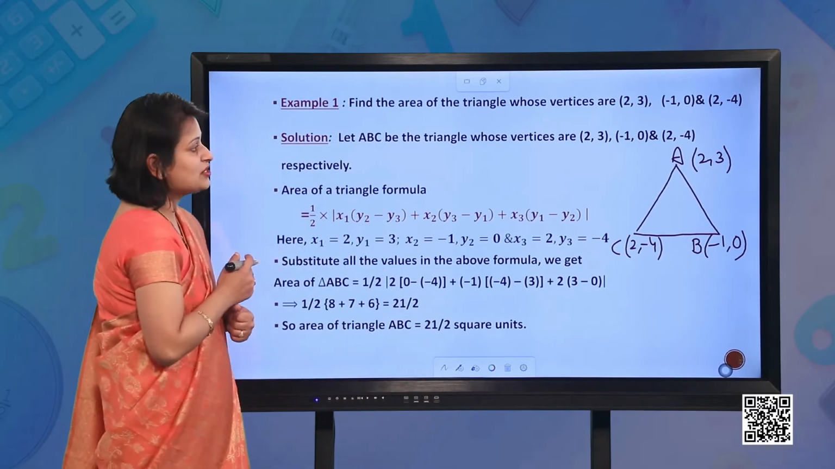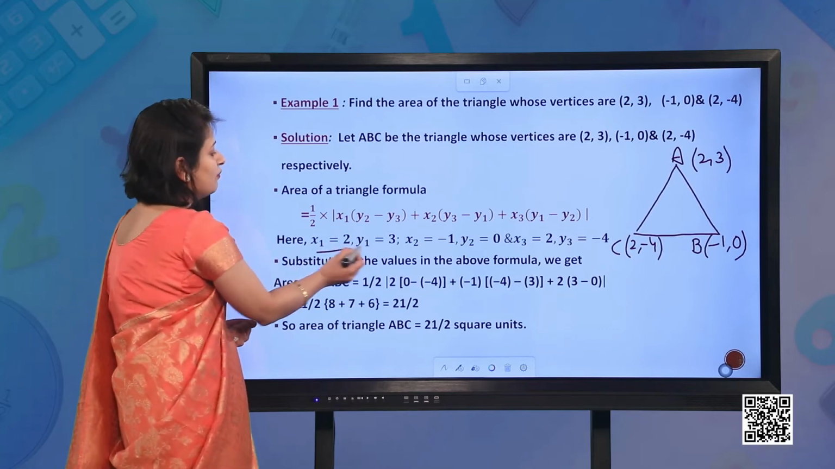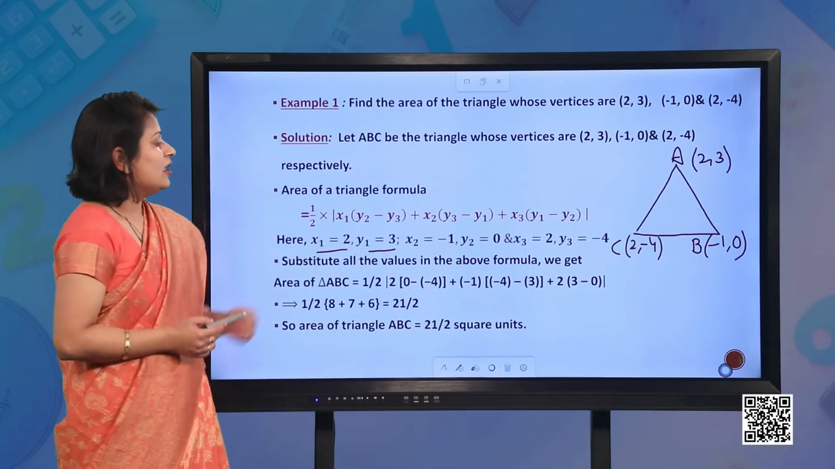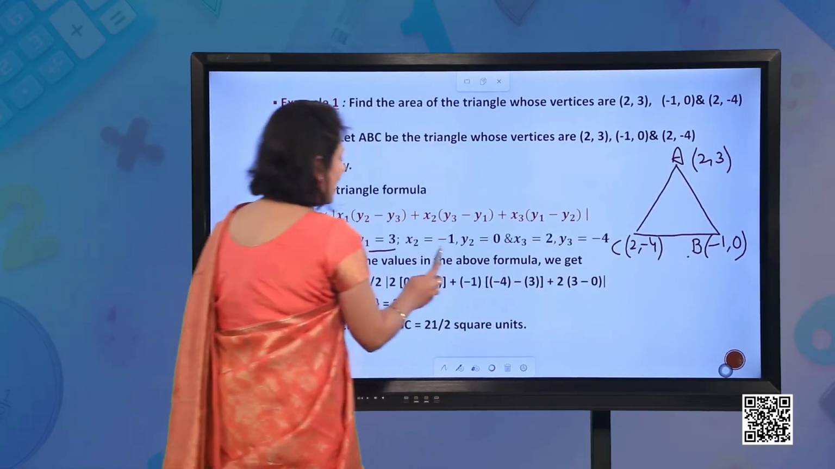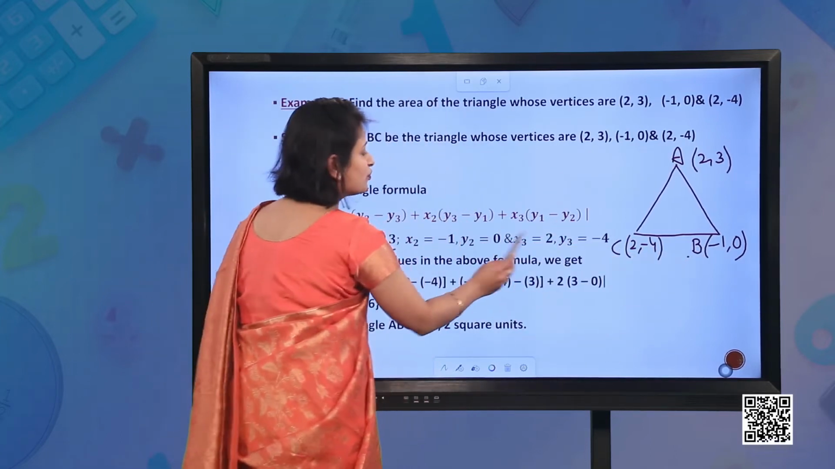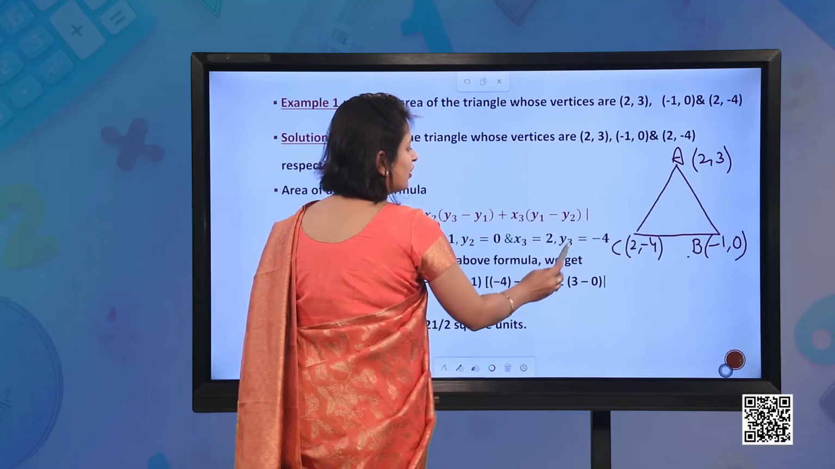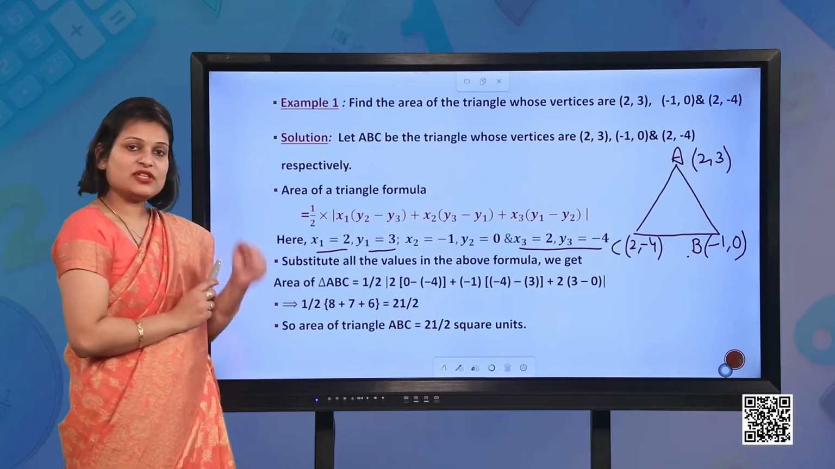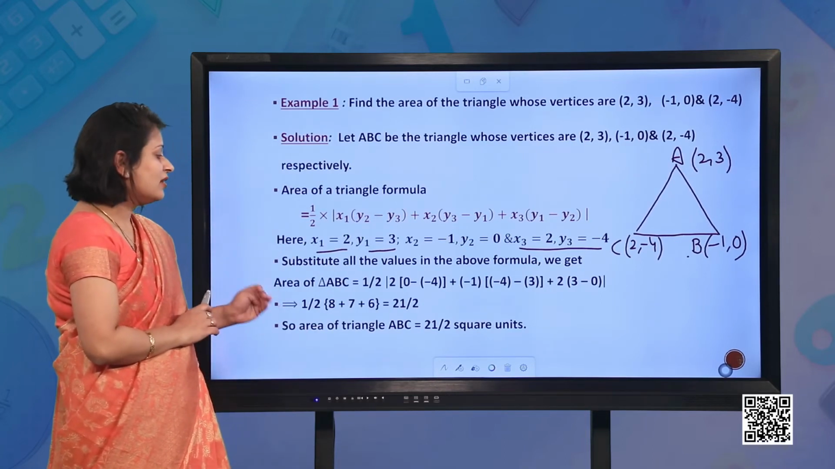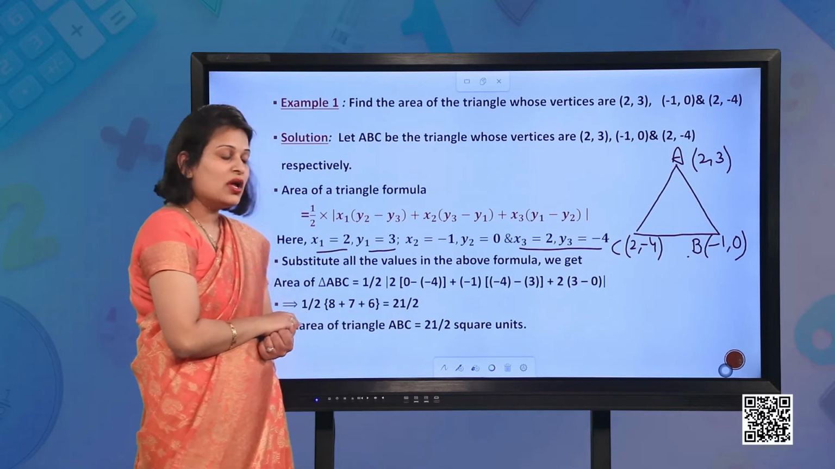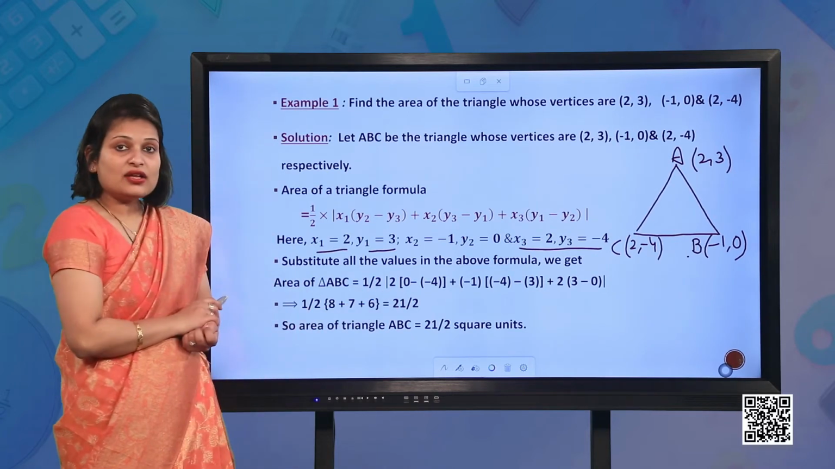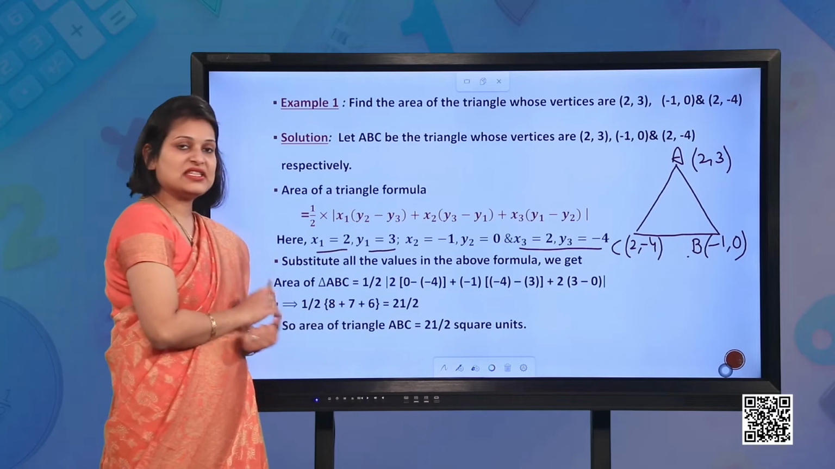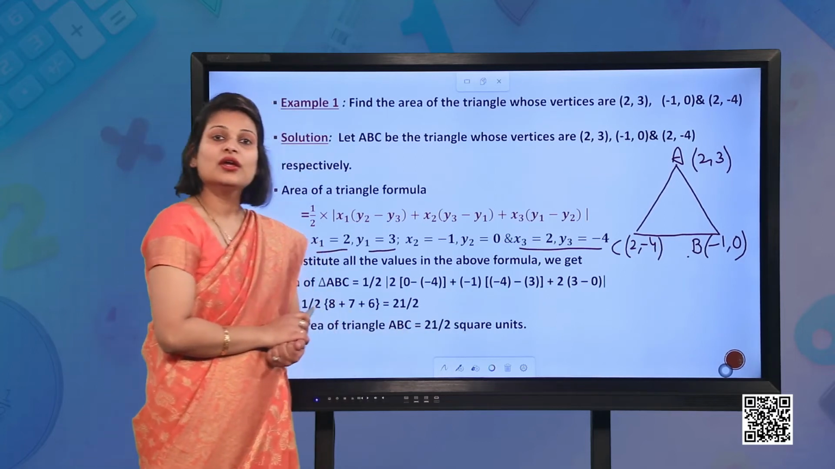Now, here x1 is 2 and y1 is 3, from the coordinates of A. From B, x2 will be minus 1 and y2 will be 0. And from C, you will get x3 as 2 and y3 as minus 4. Simply substitute the values. When you solve it, you will get the area as 21 by 2. Since we are finding an area, we have to remember the unit as square units. So, the area of triangle ABC is 21 upon 2 square units.